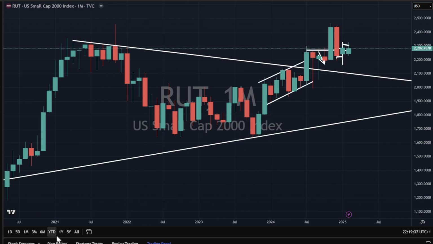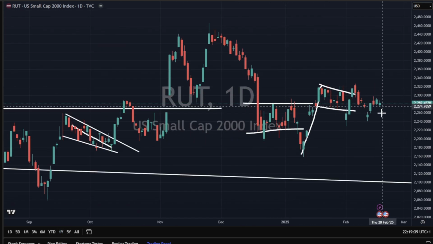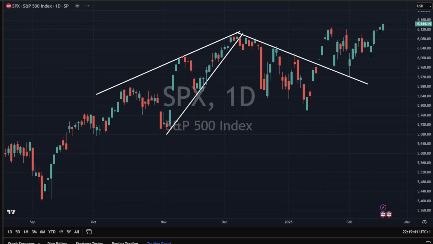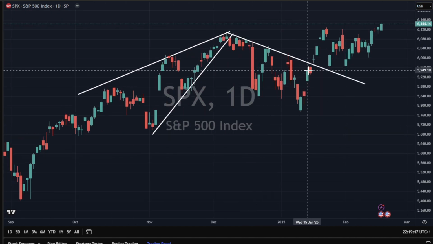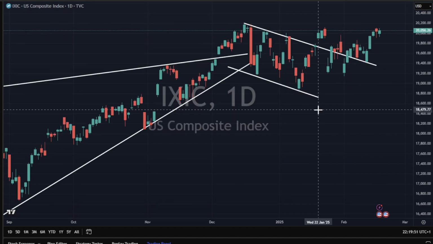Russell 2000 index chopping sideways still. We've got the S&P 500 that is up. I don't know how, but it continues to work its way on up. Well, the 10-year yield's not over 5%. That's why it's holding. And then NASDAQ is holding steady, moving sideways.